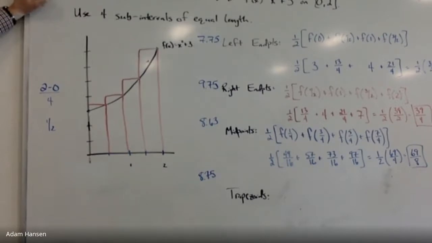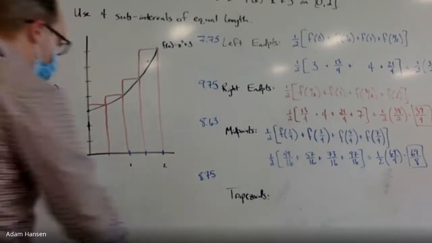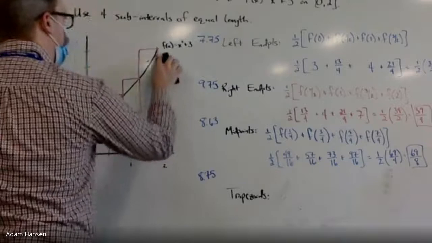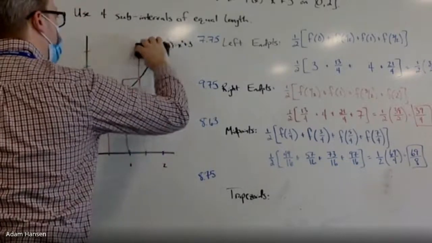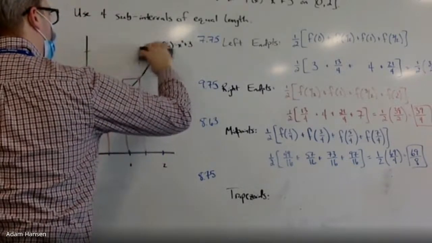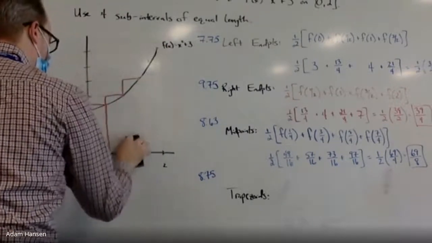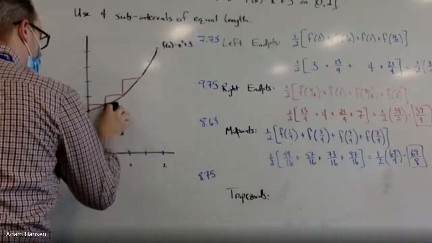Questions so far on these first few? Let's stack some trapezoids next then. This is going to be a different shape, so we're going to need to use a different summation to approximate our area.